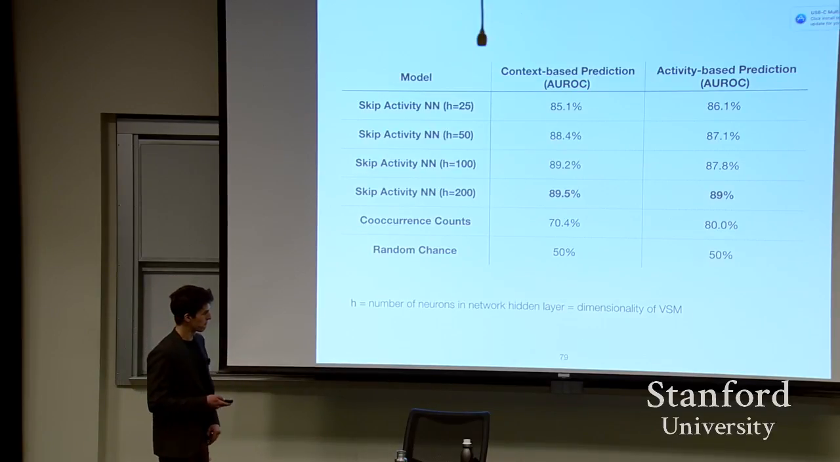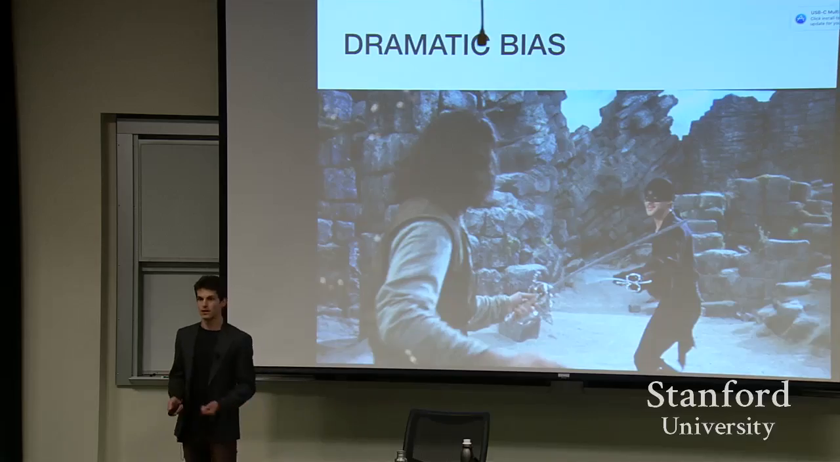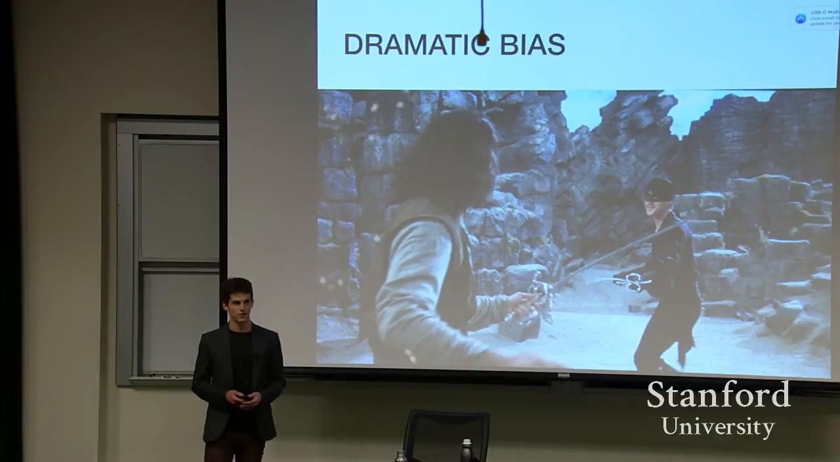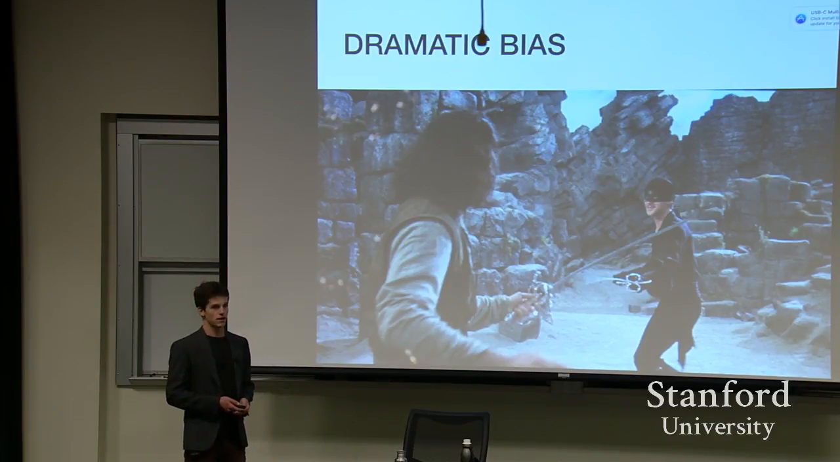So the second kind of formal evaluation we really wanted to do was attack this idea more directly of dramatic bias in fiction. Right? So in fiction, if I enter a room, it's perhaps far more likely I'm going to go and punch someone than it is in reality. So to what extent is this a problem in our data, and how can we start to evaluate this?